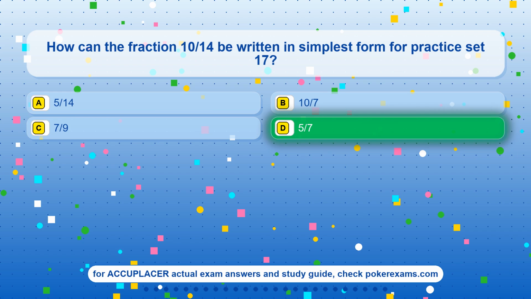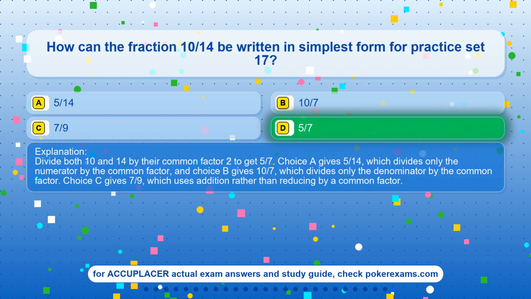The correct answer is option D, 5/7. Divide both 10 and 14 by their common factor 2 to get 5/7. Choice A gives 5/14, which divides only the numerator by the common factor, and choice B gives 10/7, which divides only the denominator by the common factor. Choice C gives 7/9, which uses addition rather than reducing by a common factor.